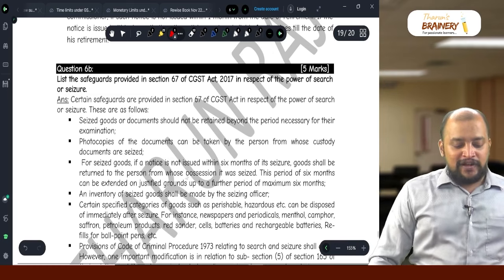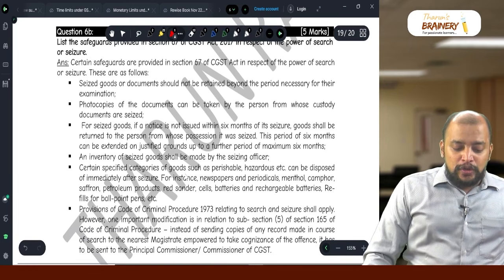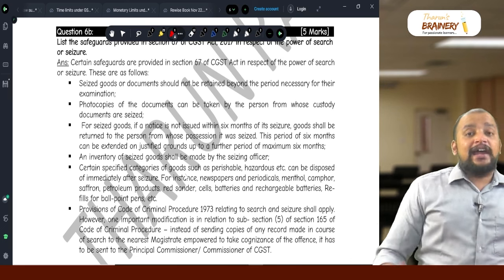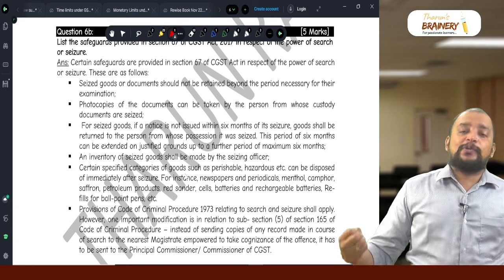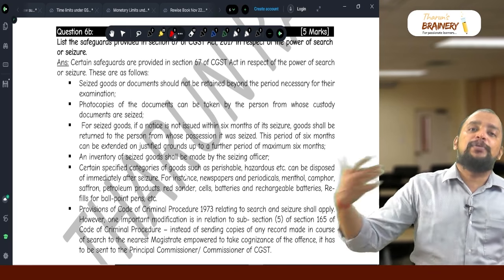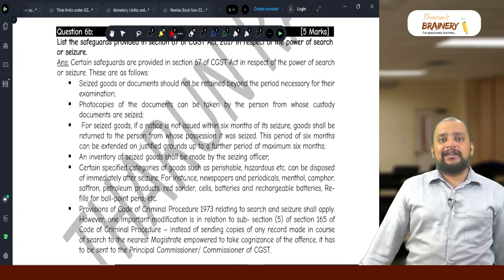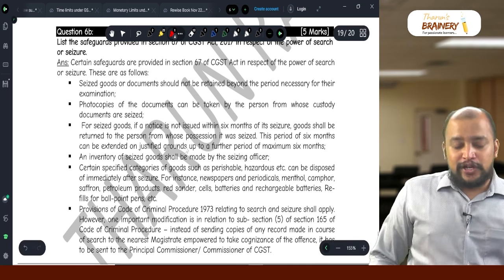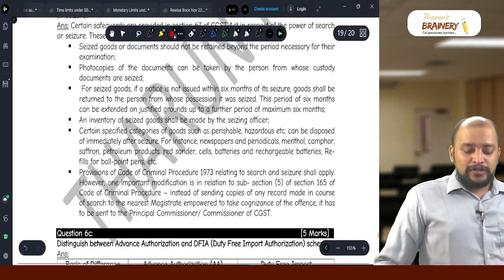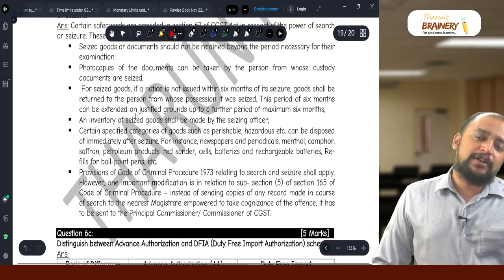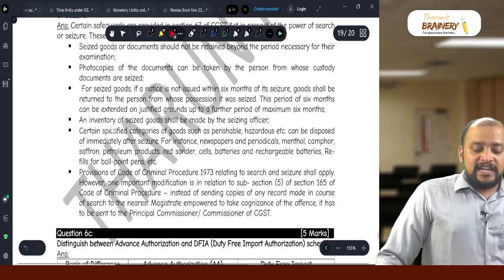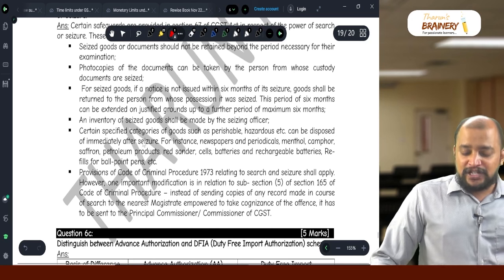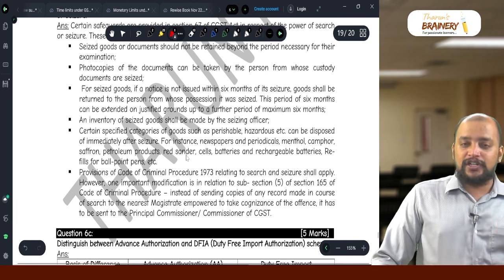Certain safeguards are provided, that is, seized goods should not be retained beyond the period necessary for their examination, and the proper officer who seizes the documents should make those documents available to the person from whom they are seized to make copies thereof. And for seized goods, if a notice is not issued within 6 months of the seizure, the goods shall be returned to the person from whom they are seized. And an inventory of seized goods shall be made by the seizing officer, and certain perishable, hazardous goods, etc., can be disposed of immediately.